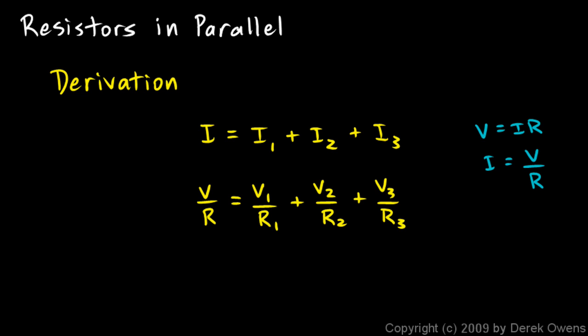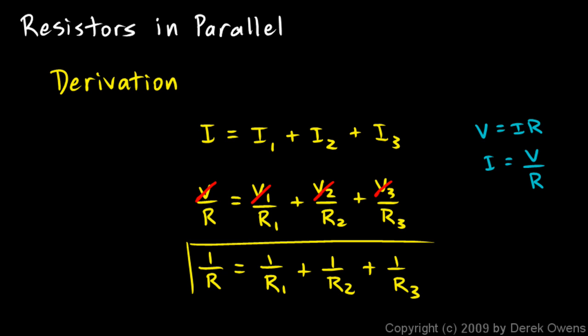And then remember that in parallel, the voltages are all the same. So this V1 and this V2 and this V3, that's the same number. And I could factor that out and cancel it out with the V over here on the left. So those all cancel out mathematically. And I'm left with this. 1 over R equals 1 over R1 plus 1 over R2 plus 1 over R3. And that's the end of the derivation. This is a formula for the total resistance of resistors in parallel.